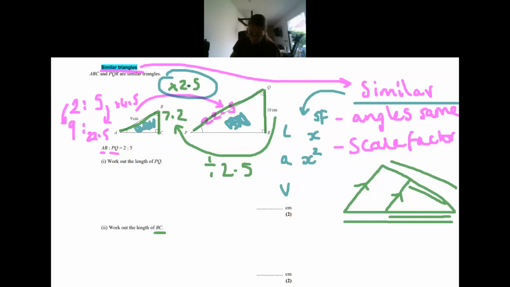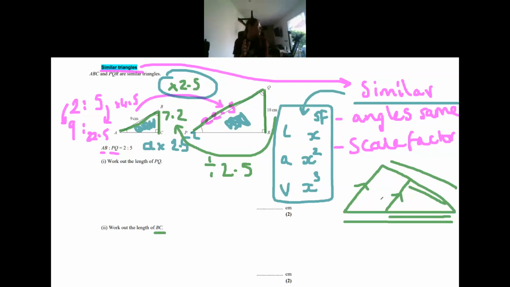So in this case, if I knew the area of the small triangle, I would times that area of the small triangle by 2.5 squared. If it was volume, you'd do the scale factor cubed. So similar shapes can be used in 2D or three-dimensional shapes. That's the key points with similar shapes.